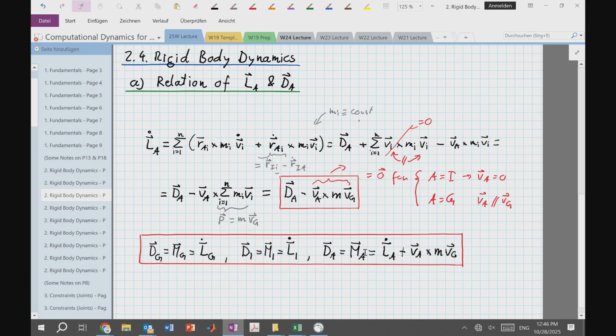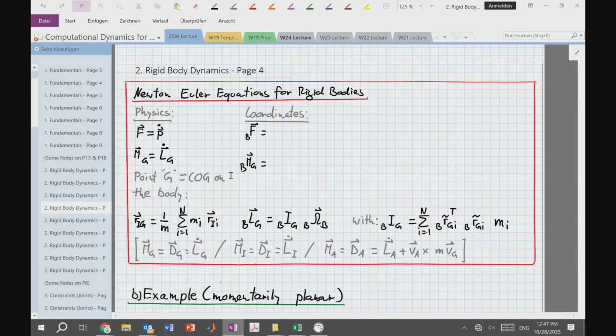Even if there's no torque, but my reference point moves, right? If I have an object moving at constant speed, it has constant linear momentum. Physically, nothing changes, but if I move further away from this, the lever arm will change, and the angular momentum that I see about that point will change. And so this corrects for that. These are called the Newton-Euler equations for rigid bodies.